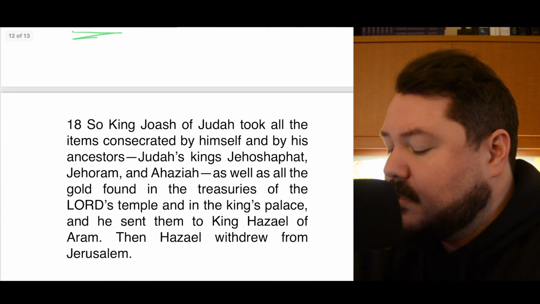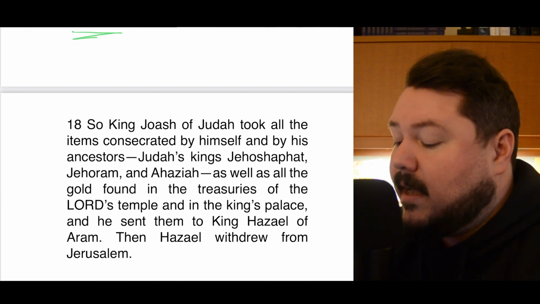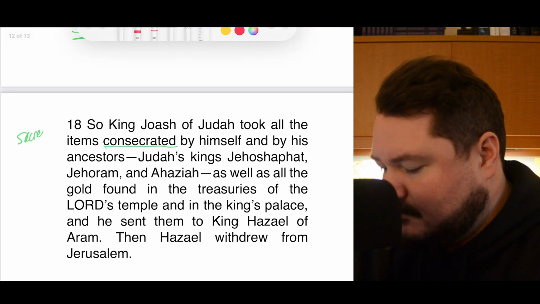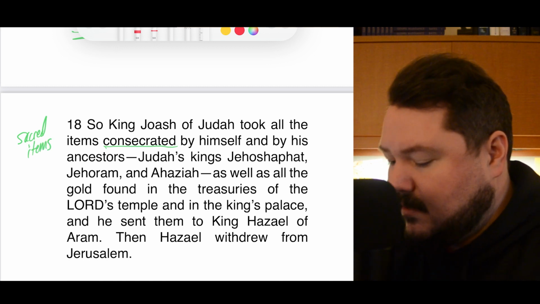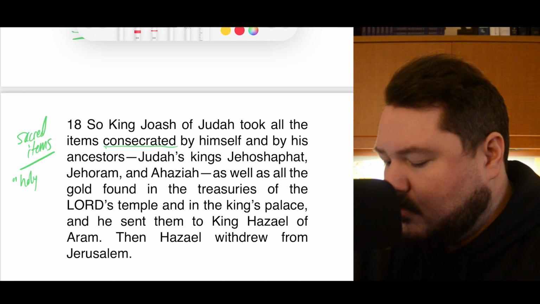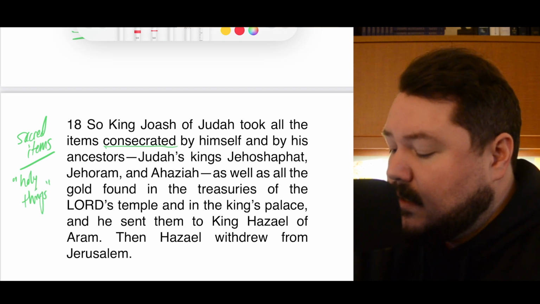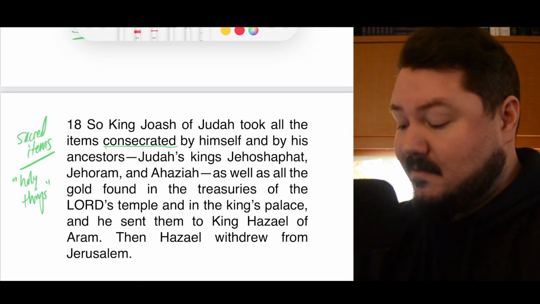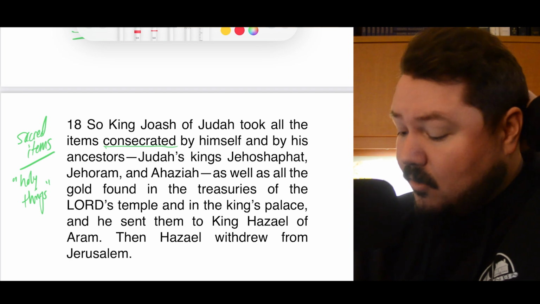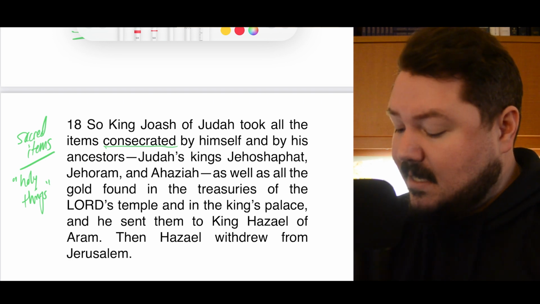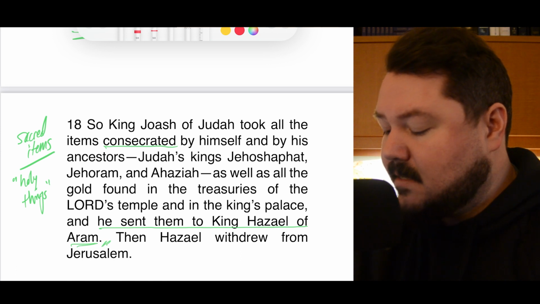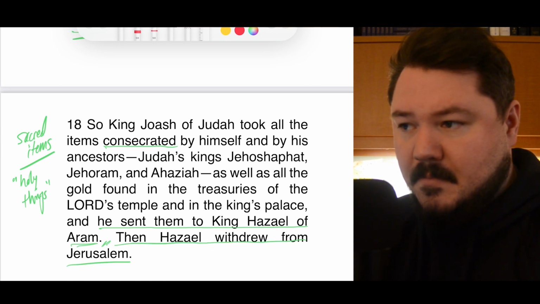So King Joash of Judah took all the items consecrated. These are the sacred items, okay? Consecrated, holy things. Took all the holy things by himself and by his ancestors, Judah's kings Jehoshaphat, Jehoram, and Ahaziah, as well as the gold found in the treasuries of the Lord's temple in the king's palaces, and he sent them to King Hazael of Aram. Then Hazael withdrew from Jerusalem.